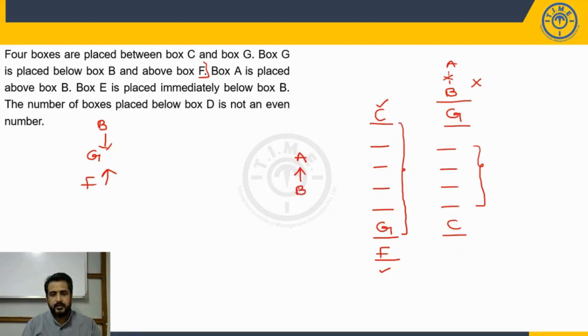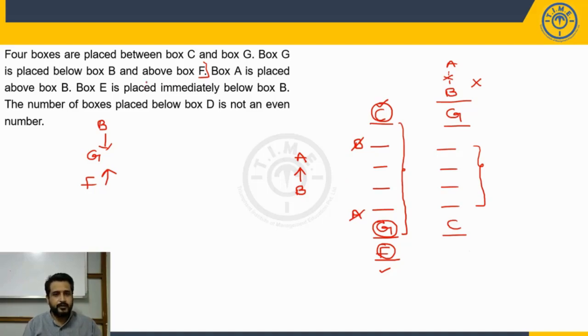How many boxes between them, that we don't know. It could be 0, 1, 2, 3 and anywhere. So one thing we can confirm, that B cannot be here, and A cannot be here. So far, box C is fixed, box G is fixed, and box F is also fixed. And this cannot be A, this cannot be B, because A should be above B. If I place A here, A cannot be placed above B. If I place B here, we cannot place A above B. So that's why B and A cannot be in these 2 positions.